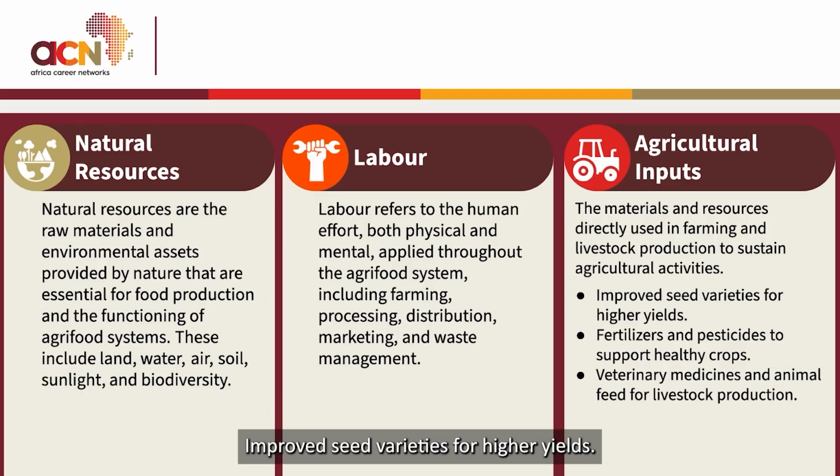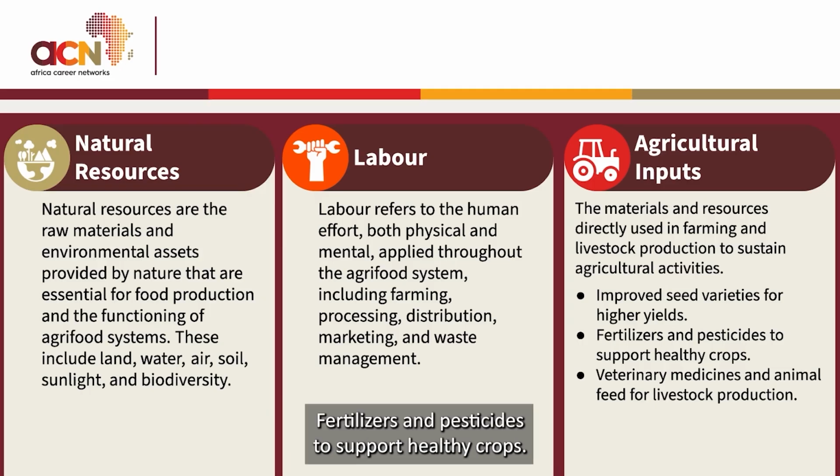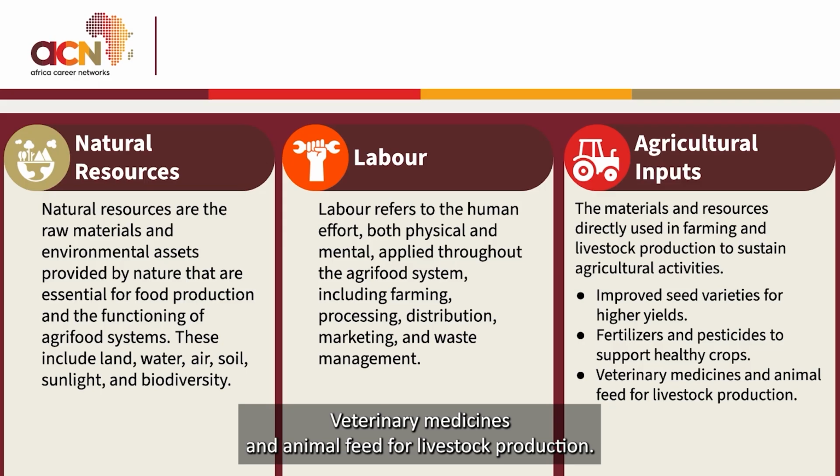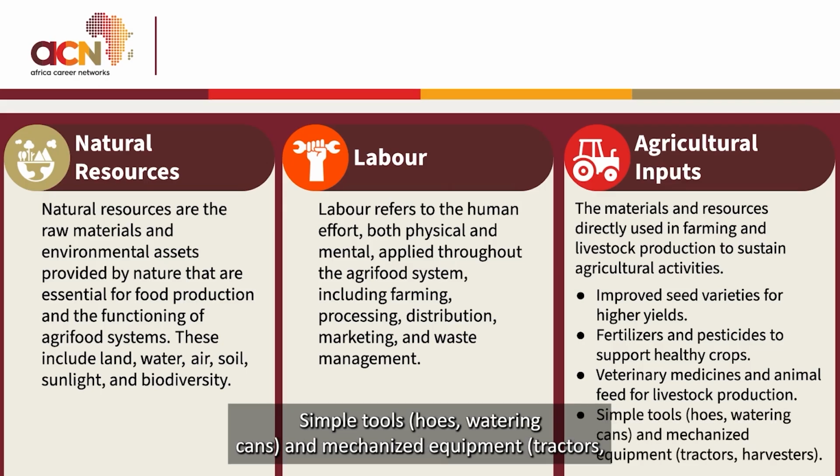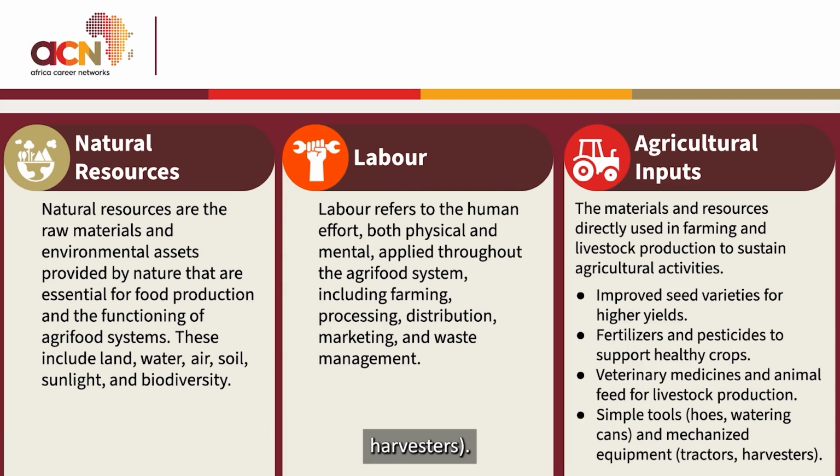Improved seed varieties for higher yields, fertilizers and pesticides to support healthy crops, veterinary medicines and animal feeds for livestock production, simple tools like hoes and watering cans, and mechanized equipment like tractors and harvesters.